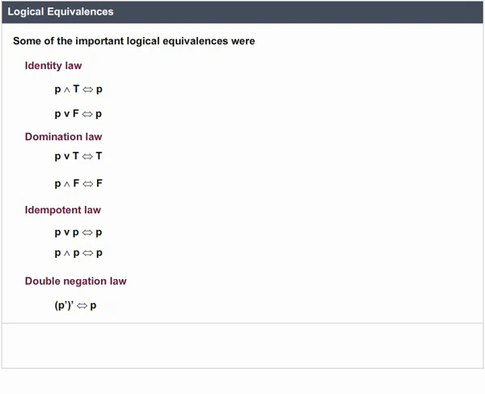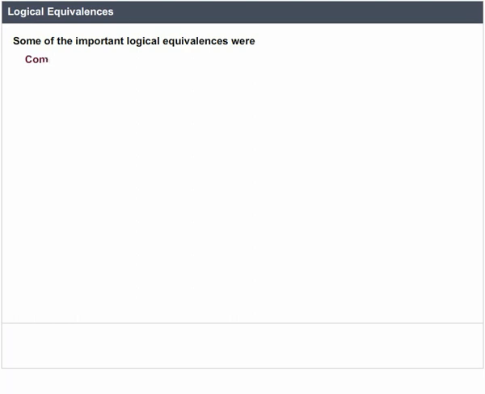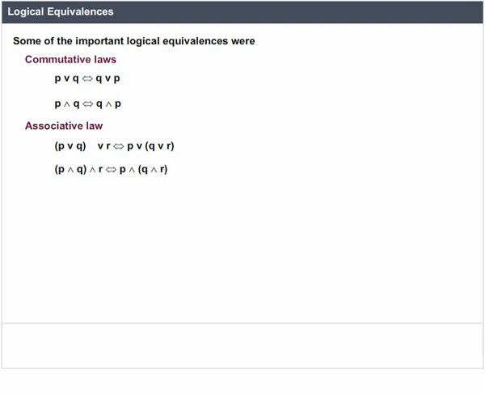Some of the important logical equivalences were: commutative laws, P or Q if and only if Q or P, P and Q if and only if Q and P; associative law, (P or Q) or R if and only if P or (Q or R), (P and Q) and R if and only if P and (Q and R); distributive law, P or (Q and R) if and only if (P or Q) and (P or R), P and (Q or R) if and only if (P and Q) or (P and R).